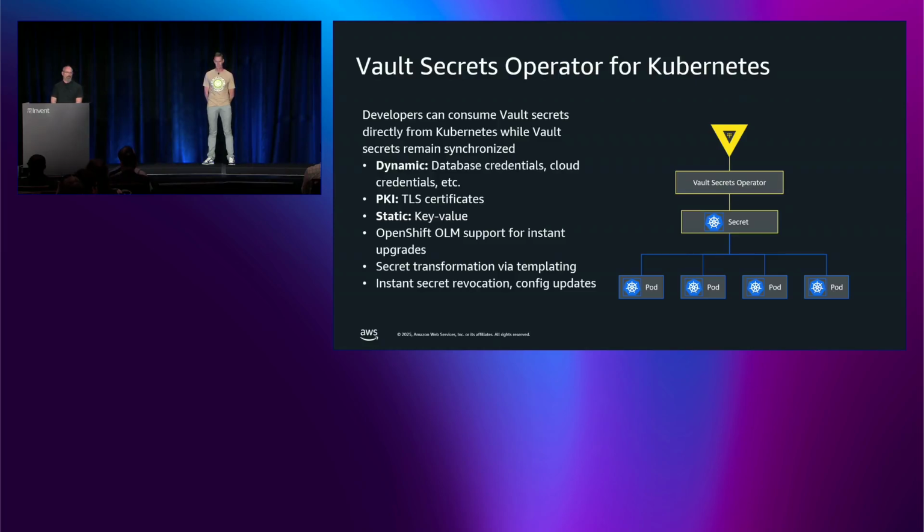Vault has a capability with the Vault Secrets Operator to manage secrets in a native way with Kubernetes. This includes being able to use dynamic secrets, PKI certificates, all the kinds of credentials that you would want to use to keep things more secure. OpenShift OLM supports it for instant upgrades, so that also works. Secret transformation is also something that VSO can handle, so you end up with templating that looks familiar with the secrets on the Kubernetes side, and that's very helpful. Basically, whoever is managing these things and is familiar with Kubernetes, but not familiar with Vault, doesn't really need to know anything about Vault or how Vault works, because this process is all very native.